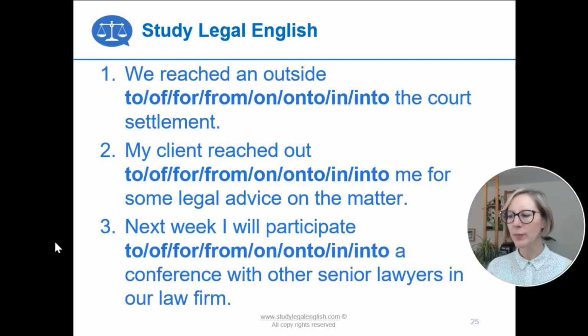Next week, I will participate, space, conference with other senior lawyers in our law firm. Next week, I will participate to, of, for, from, on, onto, in, into conference with other senior lawyers in our law firm. Choose the correct preposition here. To participate, preposition, meeting. Okay. 3, 2, 1.